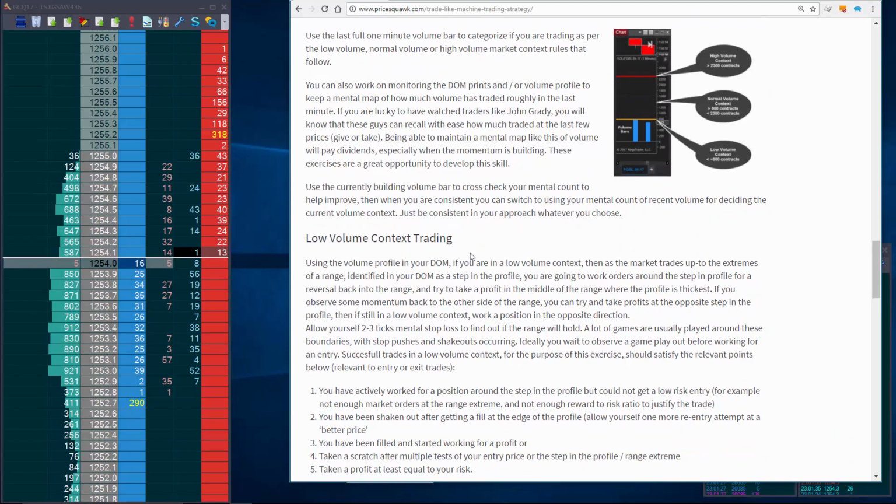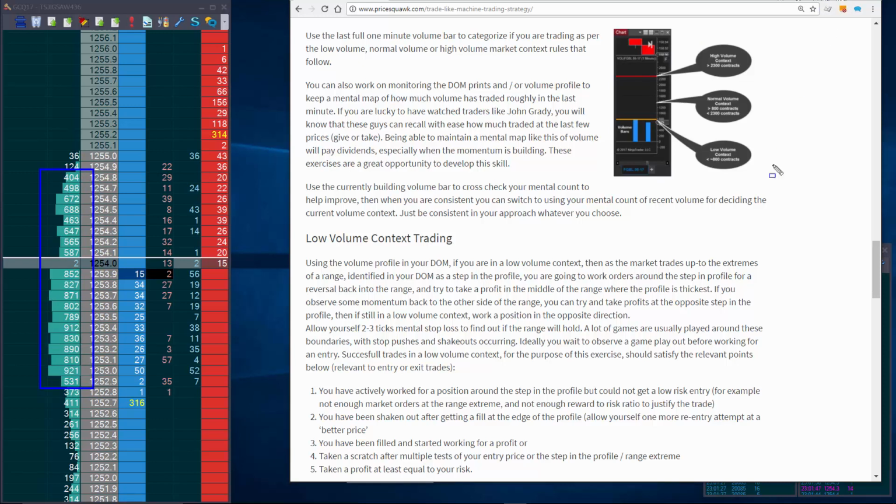That's a brief outline. In the low volume context, we're always looking at the market current profile range. So if I'm to draw the current profile range here, just eyeballing it, this is our current profile range.